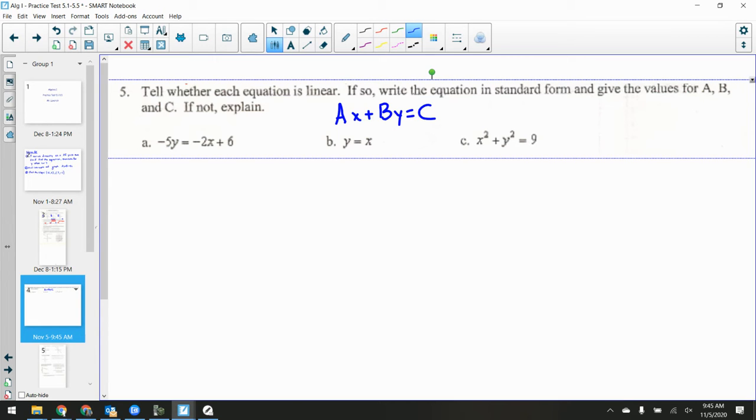Again, you guys should be going through and correcting your practice tests so that you have something to study from tonight. All right, so now I want to get x, y, then the constant. So I'm going to add 2x to both sides. So that's going to give me 2x minus 5y is 6. So yes, it is linear. And then A is 2, B is negative 5, and C is 6.